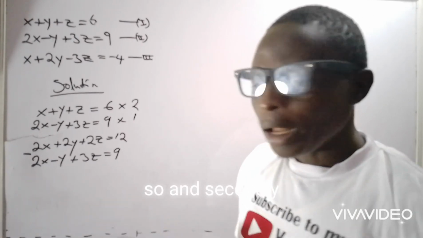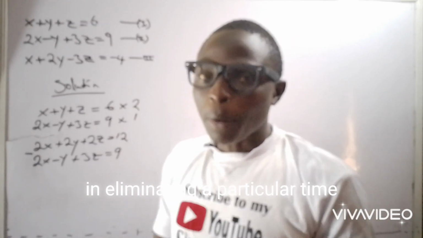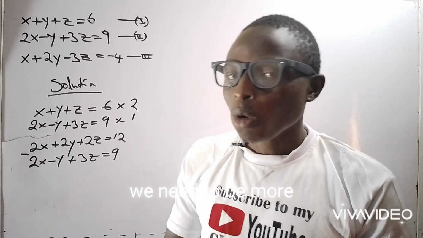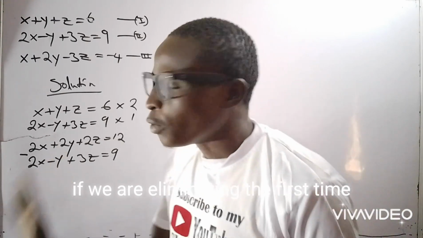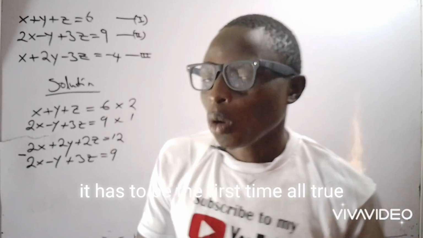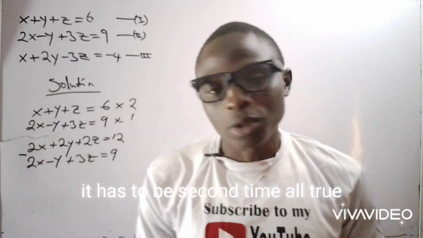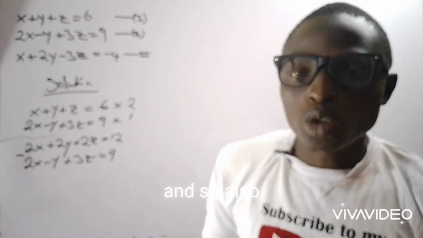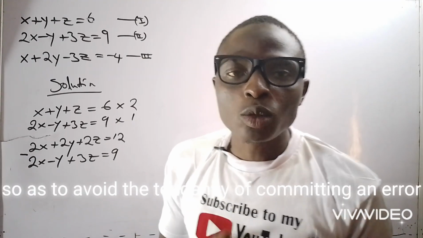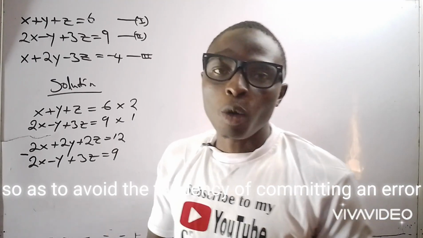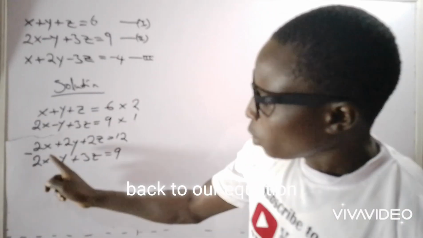Secondly, in eliminating a particular term, we need to be consistent and specific. If we are eliminating the first term, it has to be the first term all through. If we are eliminating the second term, maybe as in the case of y, it has to be the second term all through. And so also, if we are eliminating the third term, it has to be the third term all through, so as to avoid the tendency of committing an error. So thank you. Back to our equation.